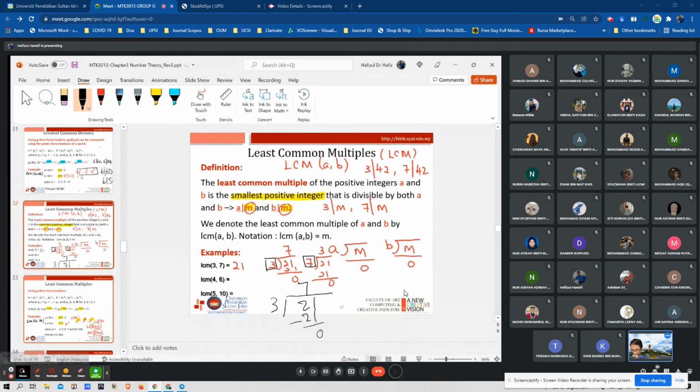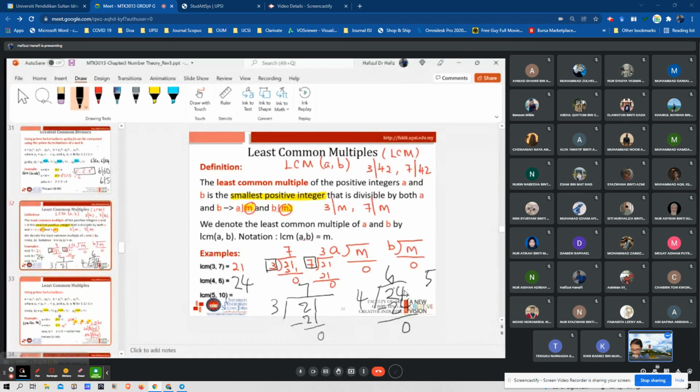And then the same goes for the LCM of 6, which is 24. Okay, and then we have LCM of 5 and 10, which is 50.